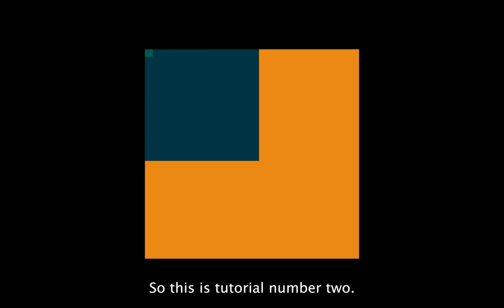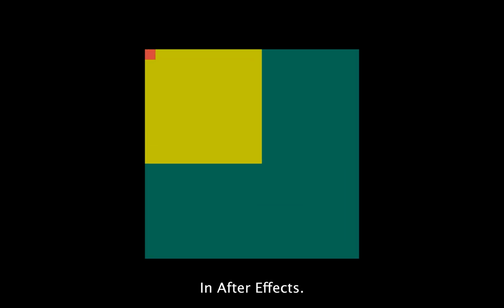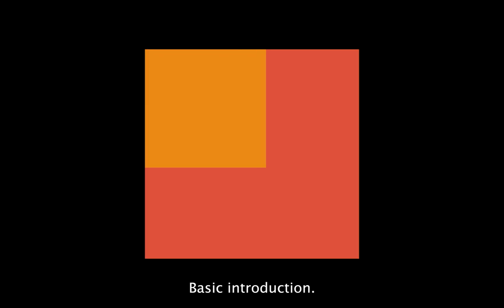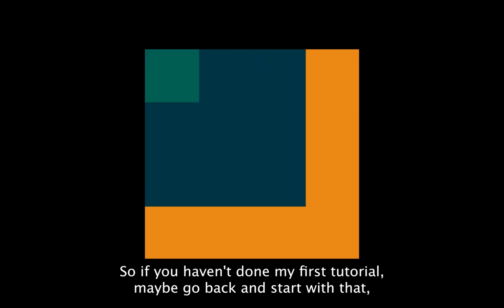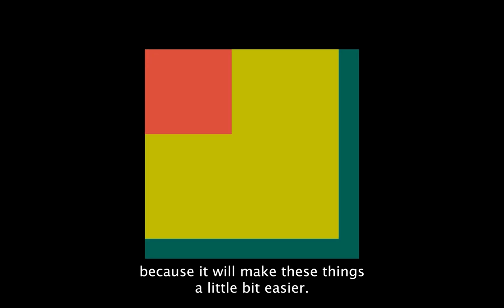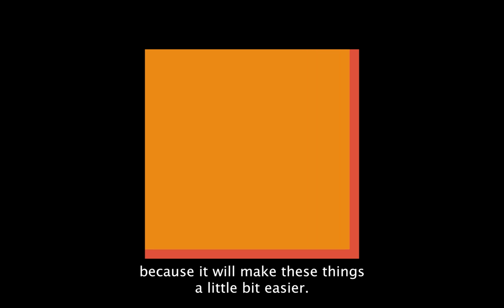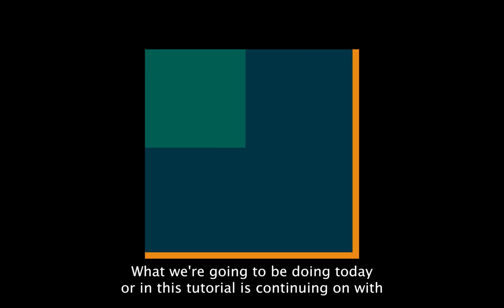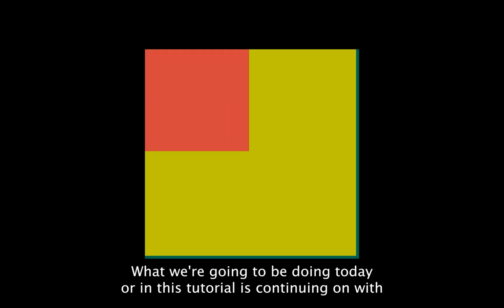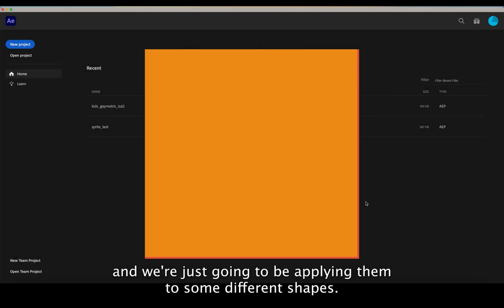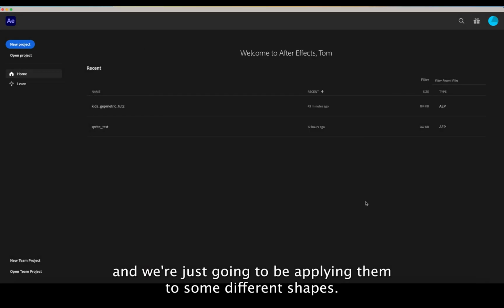Cool, so this is tutorial number 2 in After Effects, basic introduction. If you haven't done my first tutorial, maybe go back and start with that because it will make these things a little bit easier. What we're going to be doing in this tutorial is continuing on with the skills that we learned in tutorial 1, and we're just going to be applying them to some different shapes.